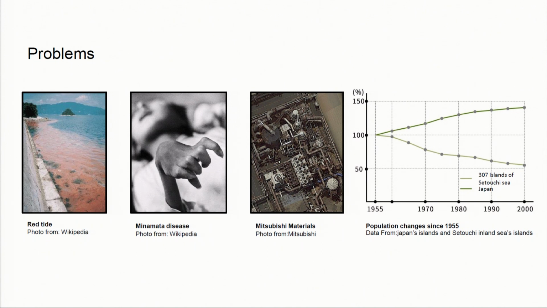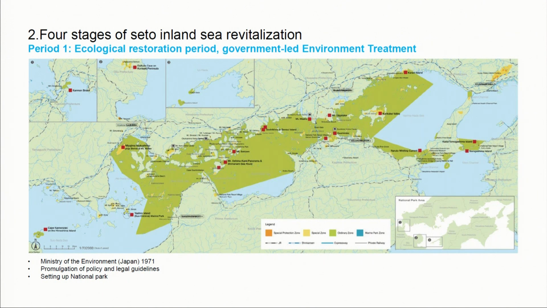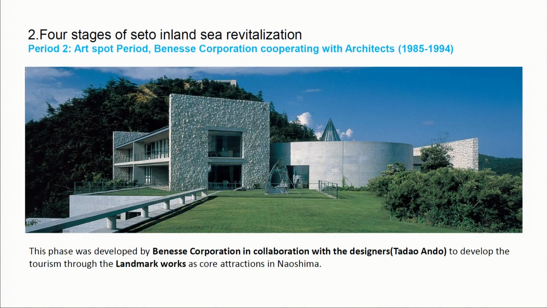So since the 1970s, the Seto region started a way of revitalization, and they started from ecological restoration. In this period, it was government-led environmental treatment, and a very important event was in 1971, when they established the Ministry of the Environment in Japan and made laws and regulations to protect the Seto ecological environment. They also set this area as a national park to protect the landscape. After almost 20 years of effort, the ecological environment became better, and the second phase is industry transformation.